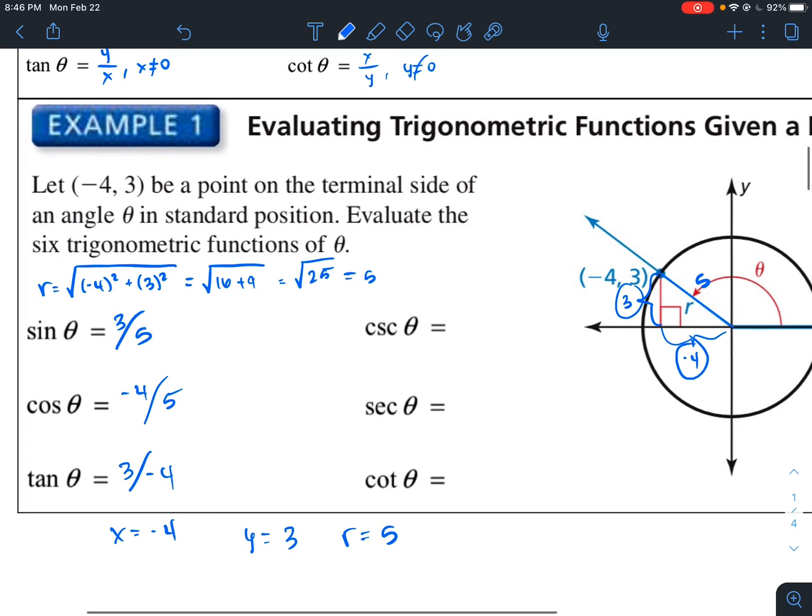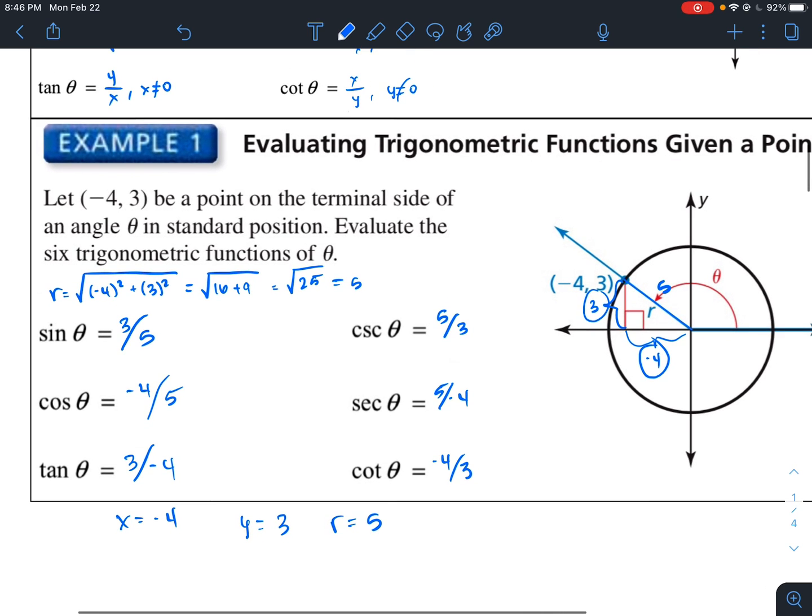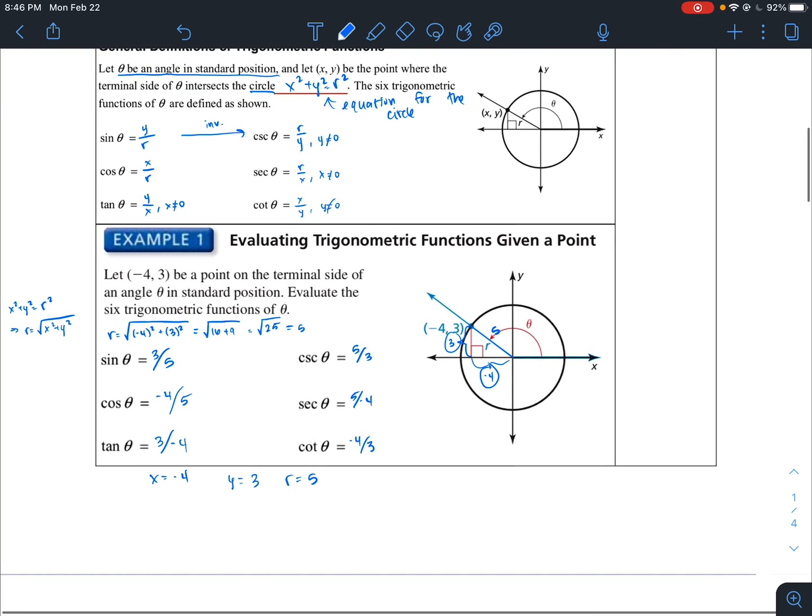For cosecant, secant, and cotangent, just flip them, so this is 5 over 3, this is 5 over negative 4, and this is negative 4 over 3. And there you go. Simply put, we have our 6 trigonometric functions here.